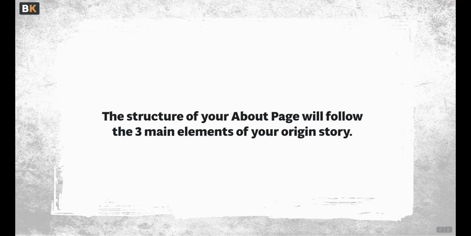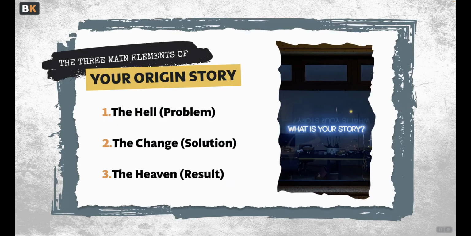So here are the three main elements of your origin story that you need to include in the structure of your About page. First, there's the hell, or the problem that you experienced in your origin story. The second one is the change, which is also the solution that you found for the problem that you experienced. And then the third is the heaven, which is the result that you got from the solution that you found. So everybody's origin story should include the hell, the change, and the heaven, which is the problem you experienced, the solution you discovered, and the results that you created because of the solution that you found.